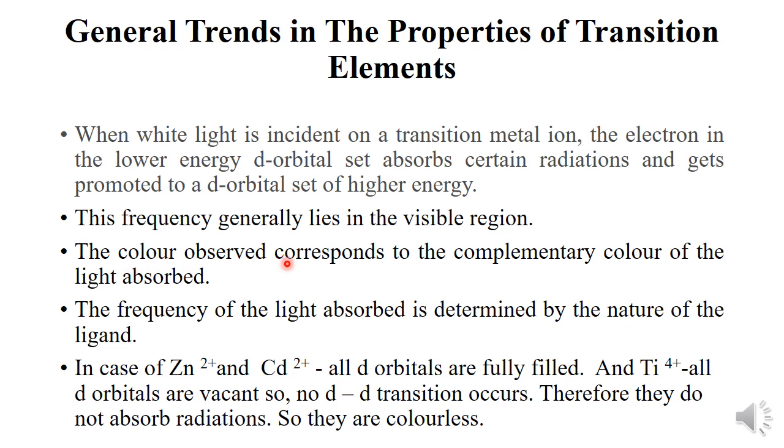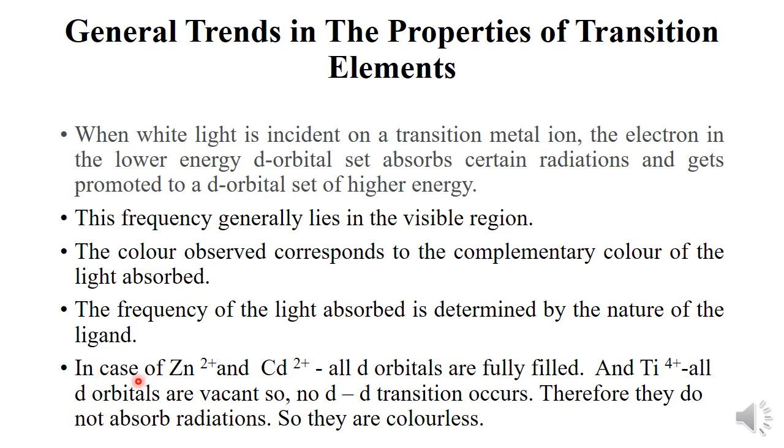So the color observed corresponds to the complementary color of the light absorbed. कि जो कलर हमें दिखाई देगा वो कौन सा कलर होगा, जो किसका कॉम्प्लीमेंट्री कलर होगा, जो लाइट हमारा सैंपल एब्जॉर्ब कर रहा है. एंड द फ्रीक्वेंसी ऑफ द लाइट एब्जॉर्ब्ड इज डिटरमिन्ड बाय द नेचर ऑफ द लिगेंड. कि कौन सी फ्रीक्वेंसी की लाइट हमारा सैंपल एब्जॉर्ब करेगा वो किस पे डिपेंड करेगा, नेचर ऑफ द लिगेंड पे. क्लियर?